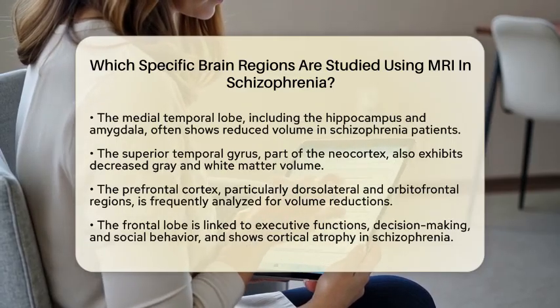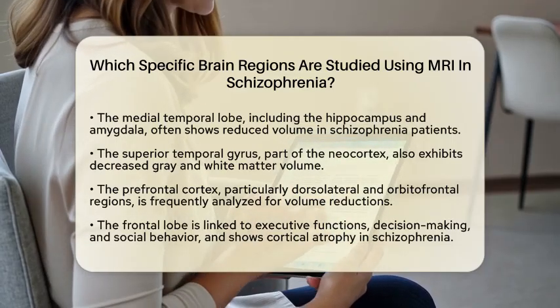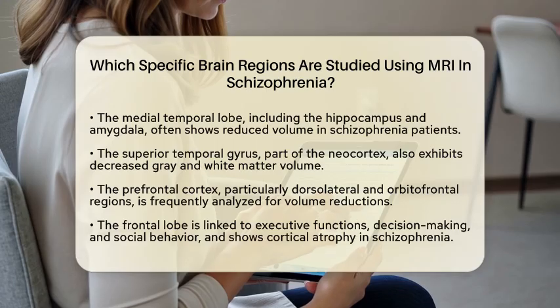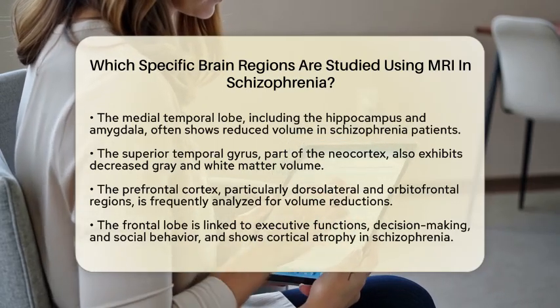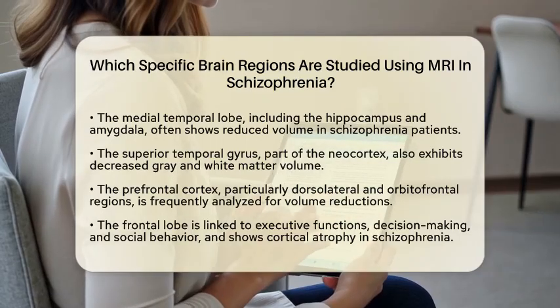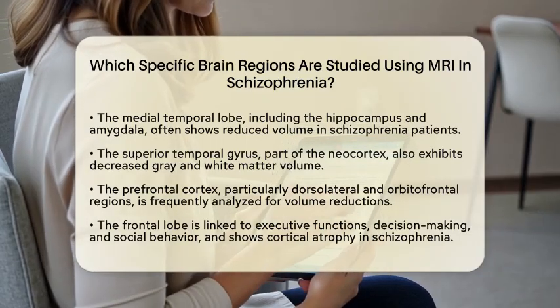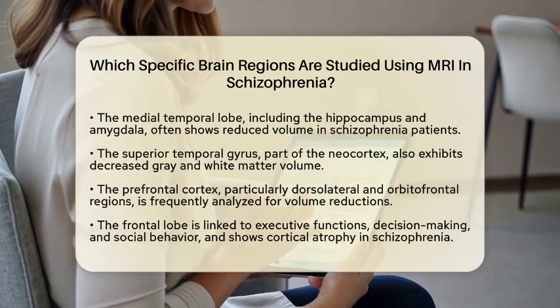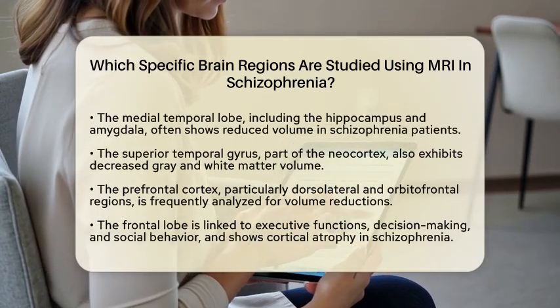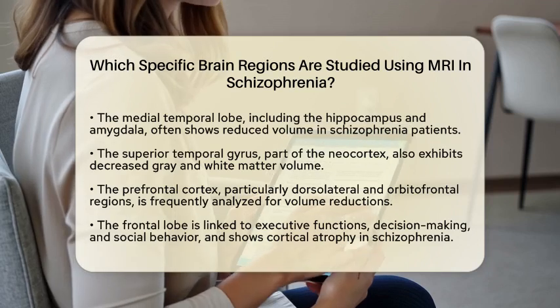Moving on, the frontal lobe is another area of interest. The prefrontal cortex, particularly the dorsolateral and orbitofrontal regions, is frequently examined. These areas are linked to executive functions, decision-making, and social behavior. In schizophrenia, these regions often demonstrate volume reductions or cortical atrophy.